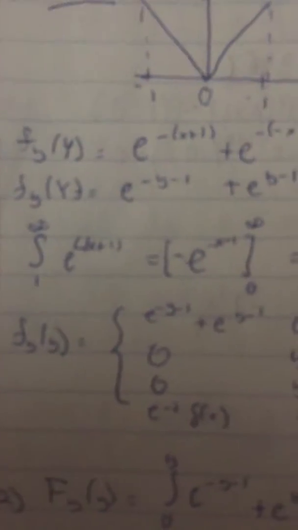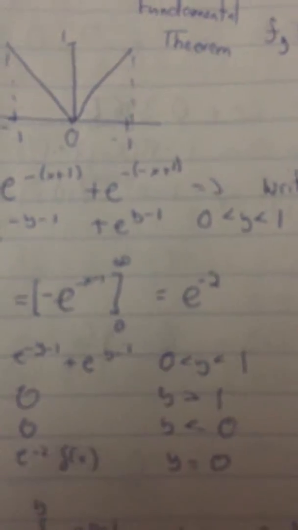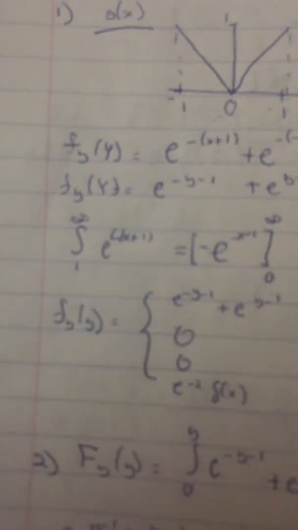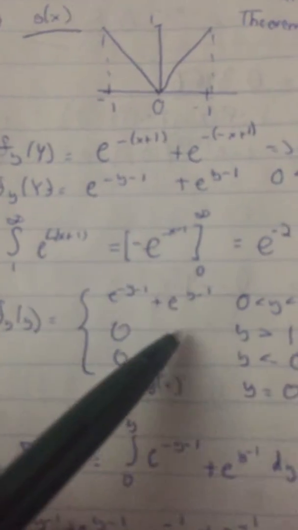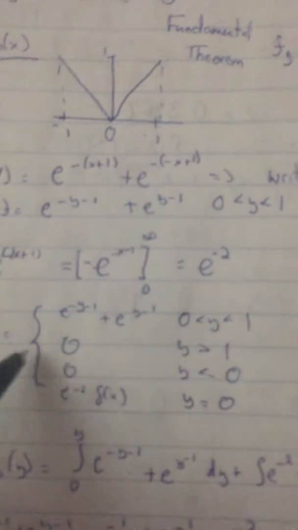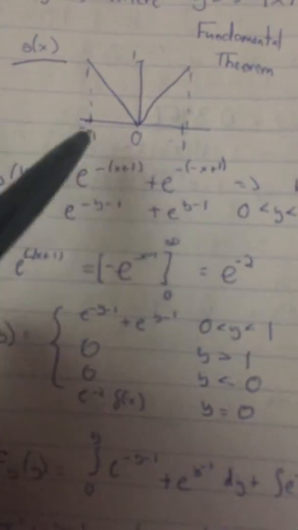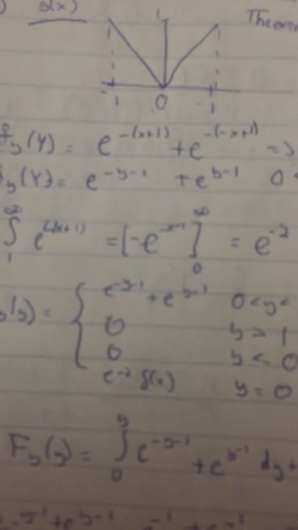We can use e right here. We can just solve this quickly, and it gives us negative e to the negative x plus 1 equals e to the negative 2. So small f of y equals e to the negative y minus 1 plus e to the y minus 1 for y from 0 to 1, equals 0 when y is greater than 1, equals 0 when y is less than 0. And then when y equals 0, it's e to the negative 2 with the impulse function.